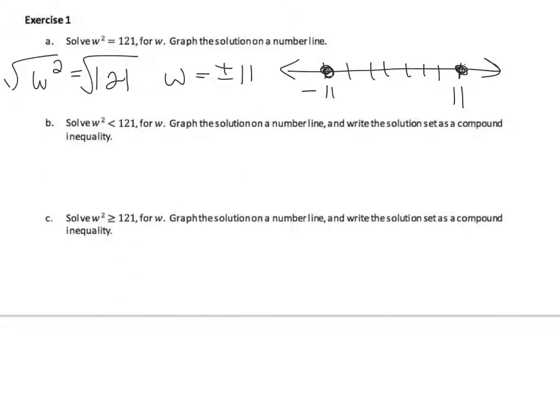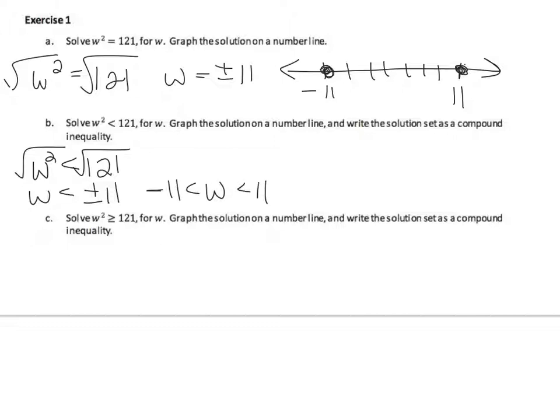If I have w squared is less than 121, I'm still taking the square root of both sides, but I get w less than plus or minus 11. Okay, I need to move that minus 11 over. And it gives me an and inequality. Okay, there we have our and. So that means w is somewhere between 11 and negative 11. Sorry.